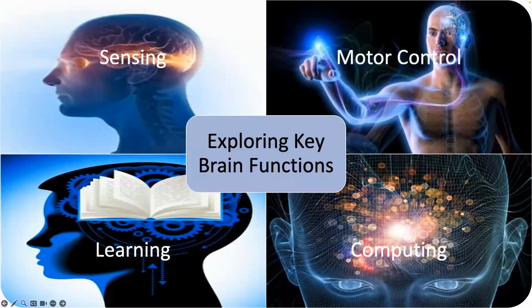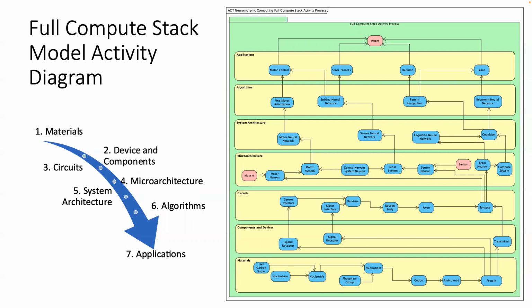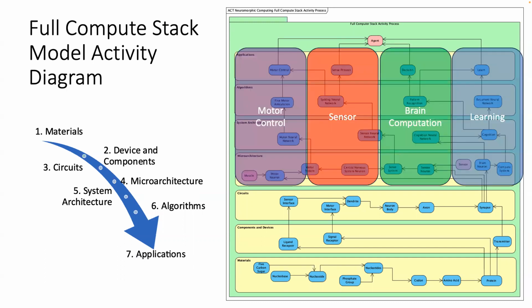So thinking back to this chart about these four different things that we're accomplishing, what I tried to do with this activity diagram was to highlight that in the mid to upper level of the full compute stack is where we can get some differentiation between these four different categories of mental functioning that we can do: motor control, sensing, brain computation, and learning. So this is really just a high level look at this, but what we can see is that there still is something that is not captured here.